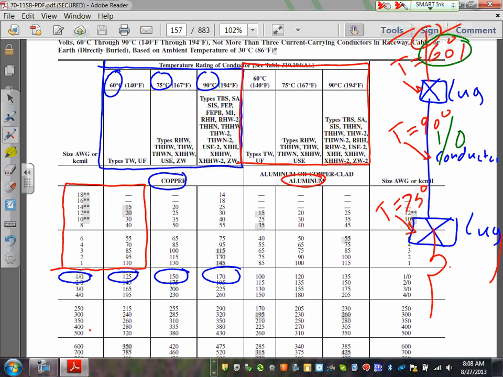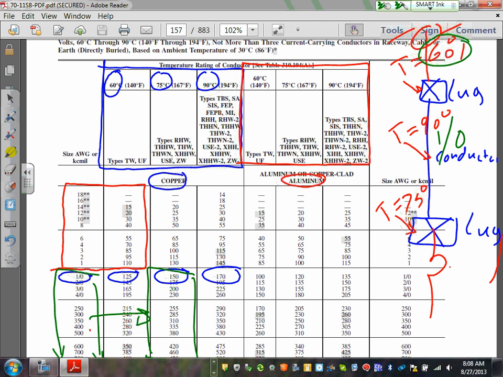60-degree column. If your conductors are larger than number one, going all the way down, then your default is what? Your default to what? 75. Did you guys hear me?